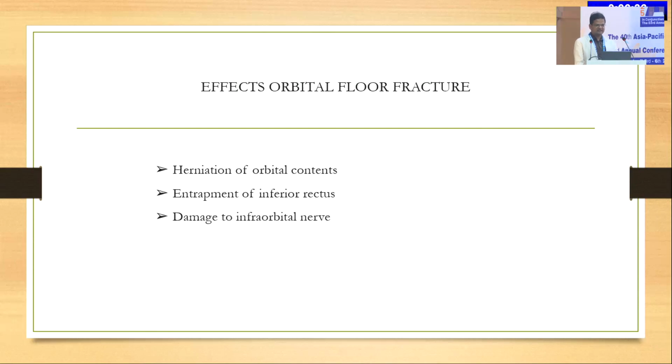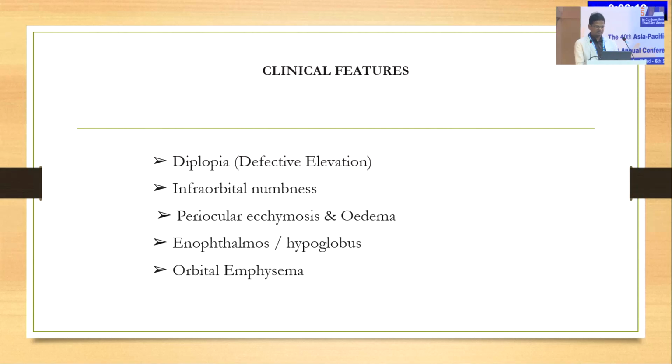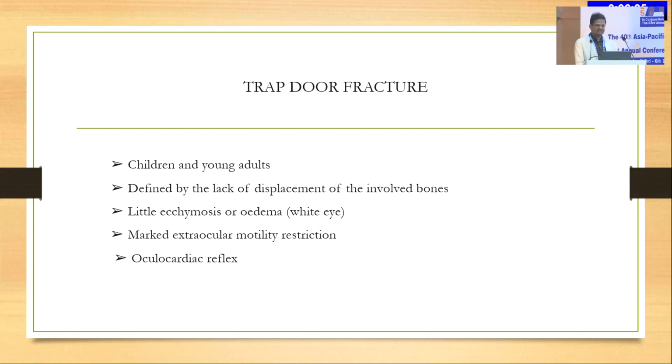As an effect of orbital fracture, we can get herniation of orbital contents, or entrapment of the inferior rectus, which is most common in inferior wall fracture, but other muscles can also get entrapped, and fat entrapment is there. There may be damage to the infraorbital nerve, or maybe there is damage to the optic nerve also. So what clinical features do they present with? They can present with diplopia, infraorbital numbness, periocular ecchymosis, enophthalmos or hypoglobus, and orbital emphysema is also observed in some cases.